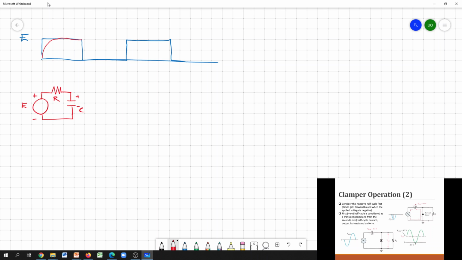So from here, what happens? This capacitor is already charged up to E. At this point, your capacitor is already charged up to E. Then we remove the source, so the circuit is something like that. This is already charged up to E, so it acts as a source having an initial voltage of E, and whatever the stored energy is simply dissipated across the resistor as heat.